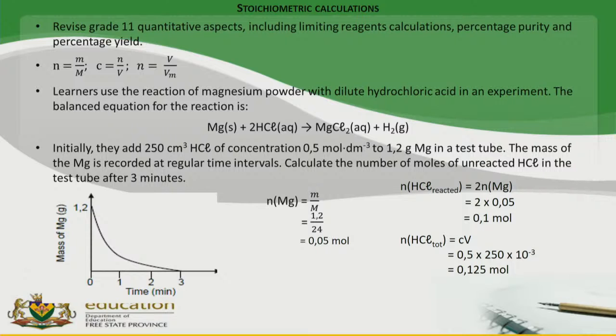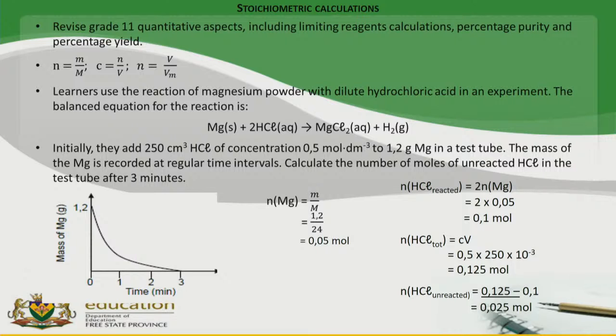So to calculate the number of moles of hydrochloric acid, you take the concentration, which is 0.5, multiplied by the volume. Remember, the volume must be in cubic decimeters. Therefore, it will be 250 times 10 to the power negative 3, or 250 divided by 1000, which is 0.25 cubic decimeters. Therefore, the moles of hydrochloric acid that we started with is 0.125. Then the moles that remain unreacted will be 0.125, the one we started with, minus 0.1 that reacted. Therefore, the amount that did not react is 0.025 moles.